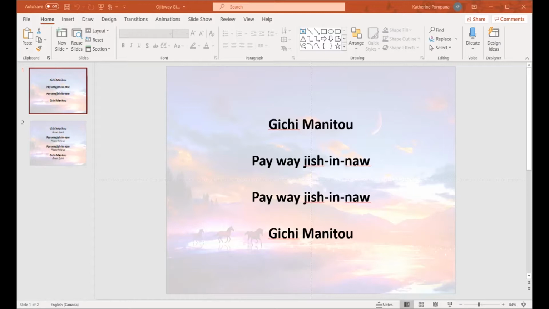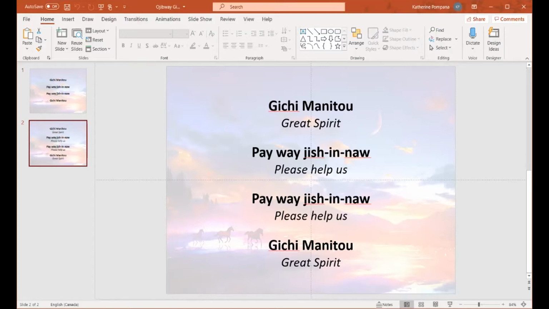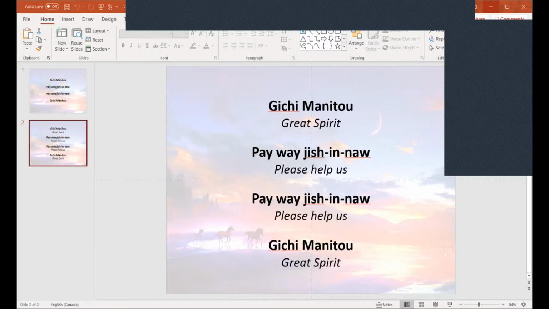So for most of these songs, whenever we're learning songs, it's nice to know the translation as well as where the song comes from, because these songs are used so much throughout indigenous country, and some people who've learned these songs over time don't really know where they actually originate from. So that's something I like to do, is have the translation and know where these songs come from.